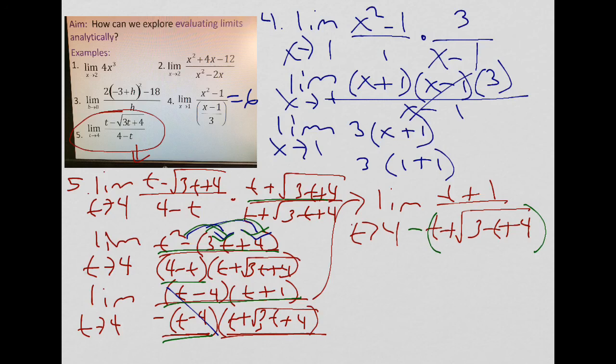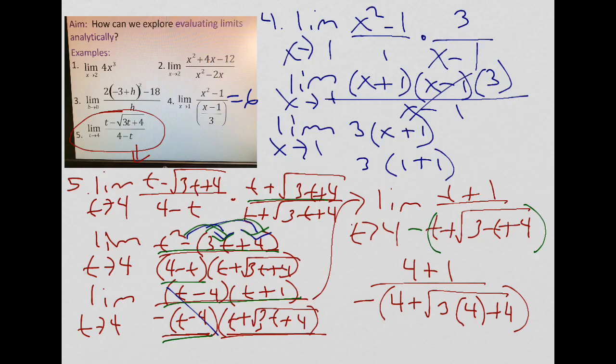So we're going to substitute 4 in for t. And when we do that, this is going to give us negative 5. And in the denominator, we're going to end up getting 8. So the final answer here is negative 5/8.